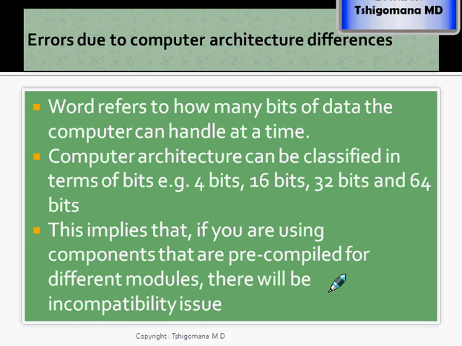If you go and buy a program that is meant for 64 bits and you use it in a 32 bit computer, there will be a problem because it is meant for 64 bits, not for 32 bits. That is why it is very important that when you buy a program, you must find out the computer architecture size of your program.